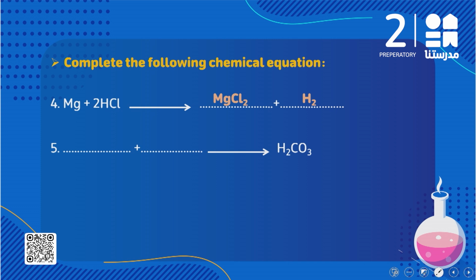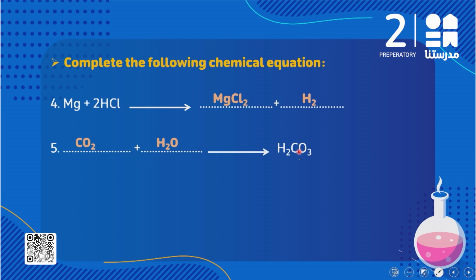Number 5: what plus what giving H2CO3. Once I see CO3, it means I had carbon dioxide gas and H2O, which is water. So here CO2 plus H2O giving H2CO3. Is the equation balanced? Here I have one carbon, here carbon; 2 oxygen and 1 oxygen gives 3 oxygen atoms, and 2 hydrogen. So the equation is balanced.